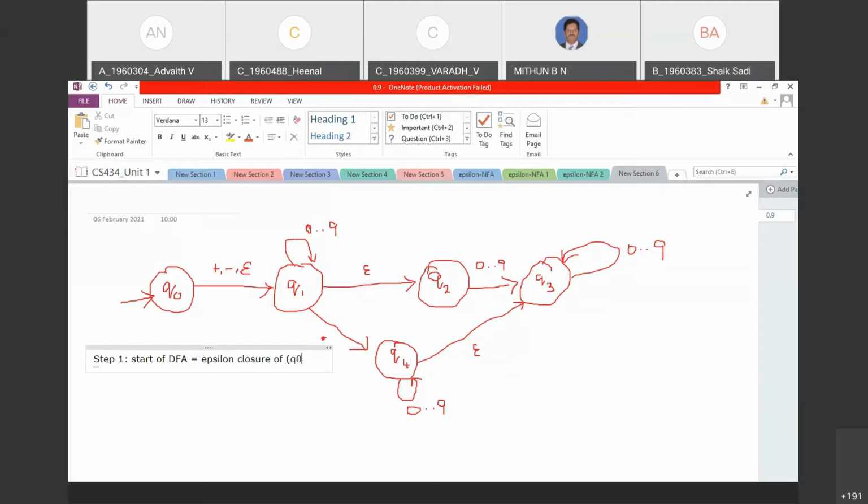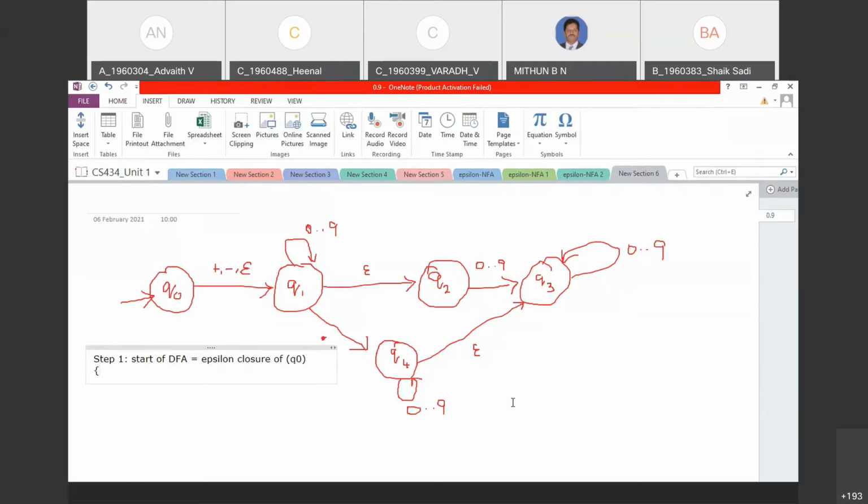I can write it like this. So the first step is this. What is the epsilon closure of Q naught? Anybody can respond. Yes, epsilon closure for Q naught is Q naught, Q1, Q2. So it is a combined state again, one single state. Q naught, Q1, Q2 is the epsilon closure for Q naught.